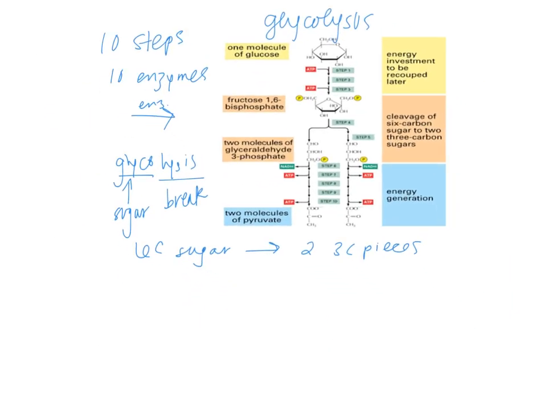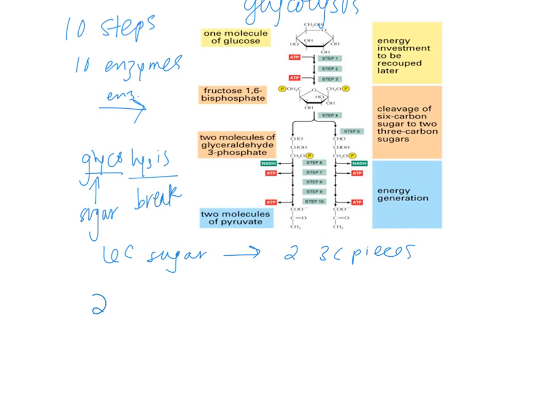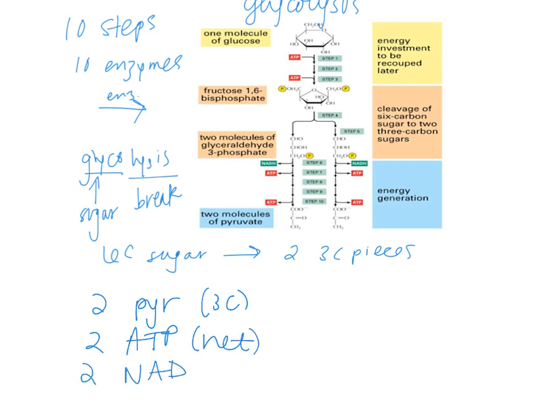Okay. We're also going to get, so what we're going to get out of this is we're going to get 2 pyruvates. These are our 3-carbon pieces. We're going to get 2 ATPs net, and we're going to get 2 NADHs.